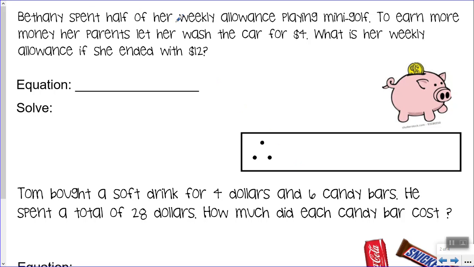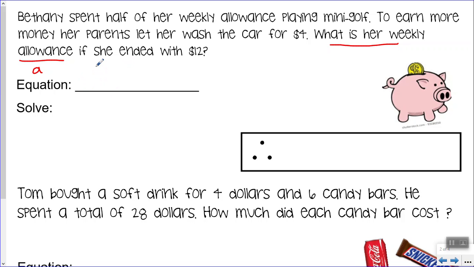All right. So our question is, what is her weekly allowance? So that means that I'm going to need a variable to stand in for the weekly allowance. So I'm going to use the variable A. We know that she spent half of her weekly allowance playing mini golf. So I start with my weekly allowance. I'm going to take away half of that.